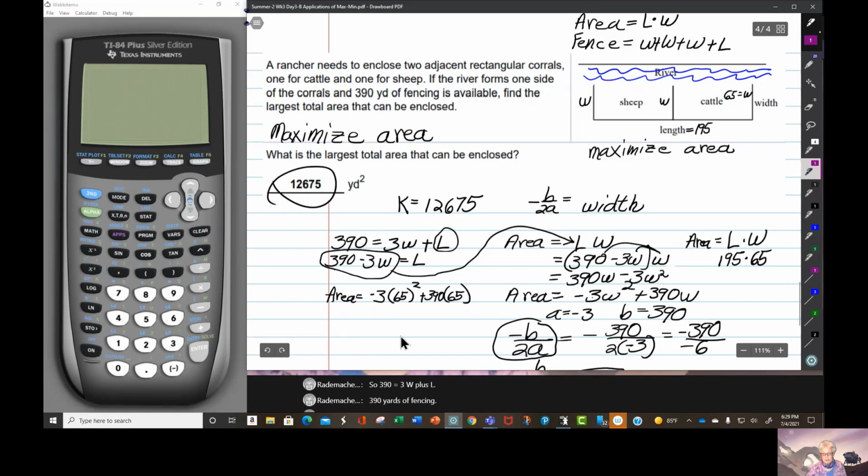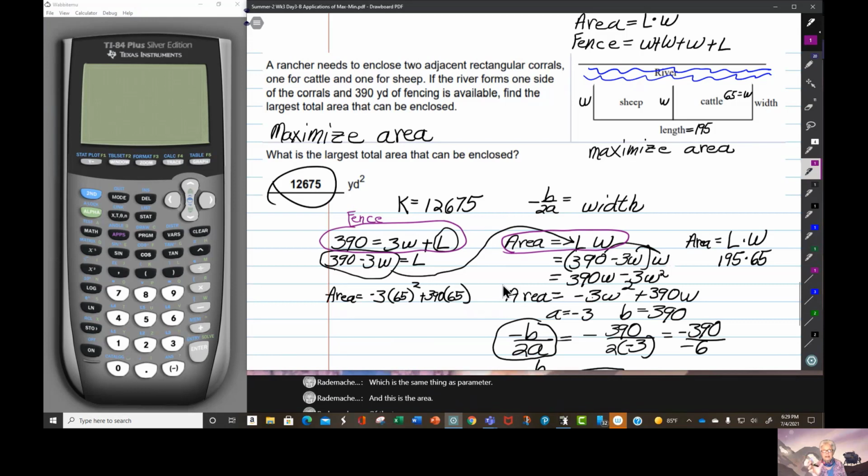The other formula, and I want to circle these in a different color. This is the fence, which is the same thing as perimeter. And this is the area of the two corrals together. This is what I need to maximize.